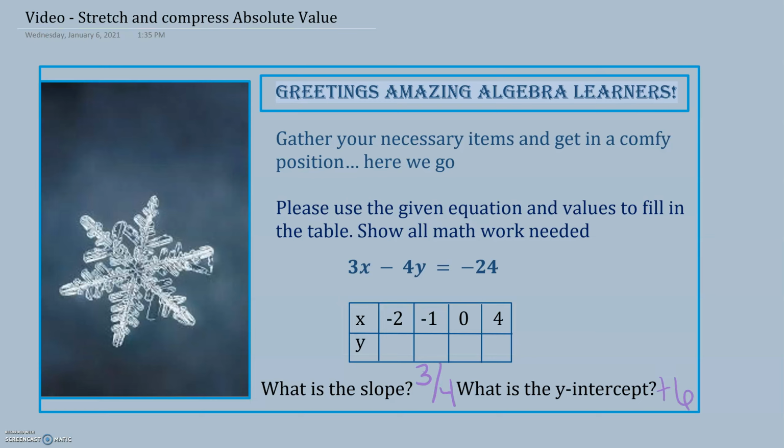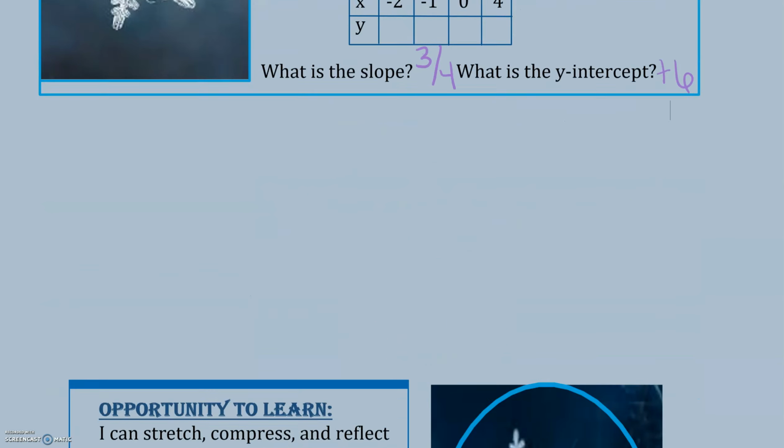Hopefully you got that your slope is positive 3/4 and that the y-intercept is positive 6. If you didn't get those things, make sure you check your signs. Those sign rules always need to apply.